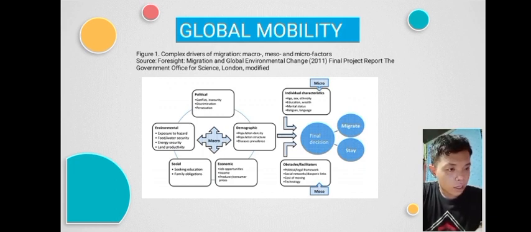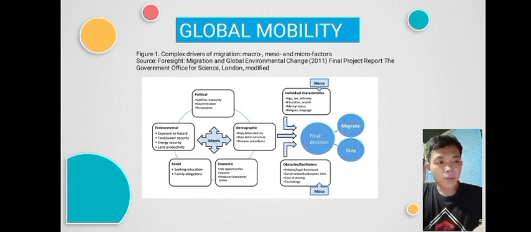And moving to the meso levels, we have individual characteristics, which are age, sex, ethnicity, education, wealth, marital status, religion, and language. On the other hand, in the meso level, we have the obstacles or facilitators. We have the political, legal framework, social networks, diasporic links, cost of moving, and technology, which leads to their final decision whether an individual might migrate or stay.